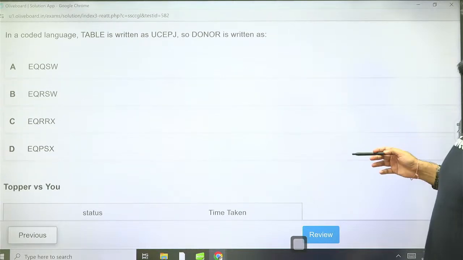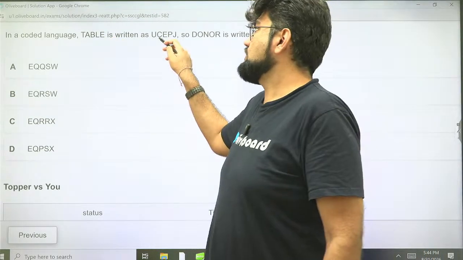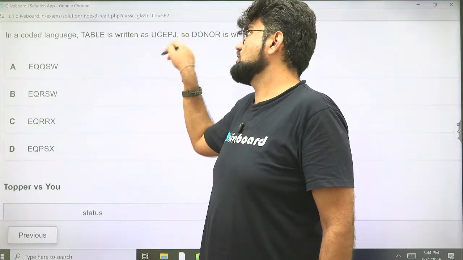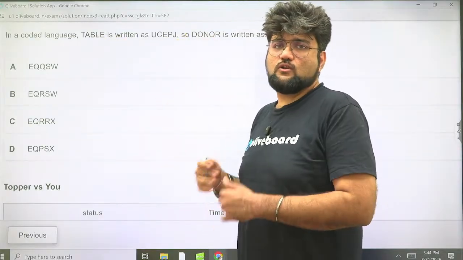Table is written as this. So donor will be written as what? 20, 21 plus 1. 1, 3 plus 2. 2, 5 plus 3. 12, 16 plus 4. And 5, 10 plus 5. 1, 2, 3, 4, 5.